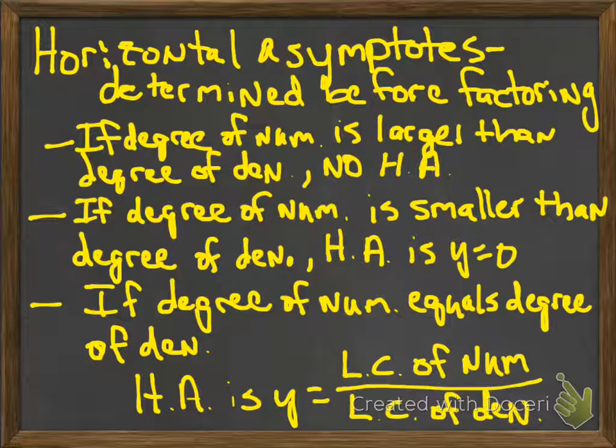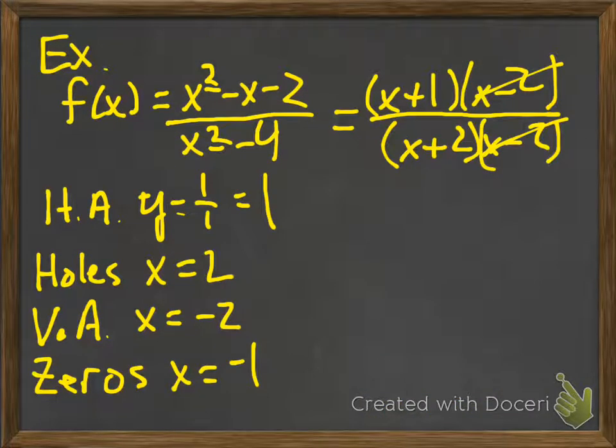It's really not that difficult. It comes down to 3 cases. Either you have no horizontal asymptote, it's y equals 0, or it's the leading coefficients. But you just have to make sure you have this, and this keeps it very simple. Okay, so for example, here's how this would all come together.